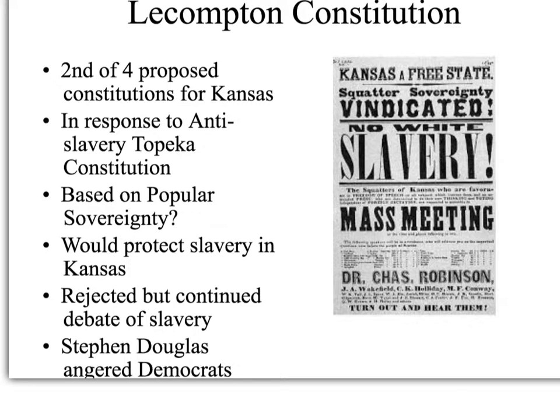Stephen Douglas, the Democrat from Illinois, who is a huge advocate for popular sovereignty, was actually against the Lecompton Constitution because he said that it was not a true example of popular sovereignty. When he commented on this, it actually angered a lot of Democrats, and he helps split the Democrats because of his commentary on the Lecompton Constitution.